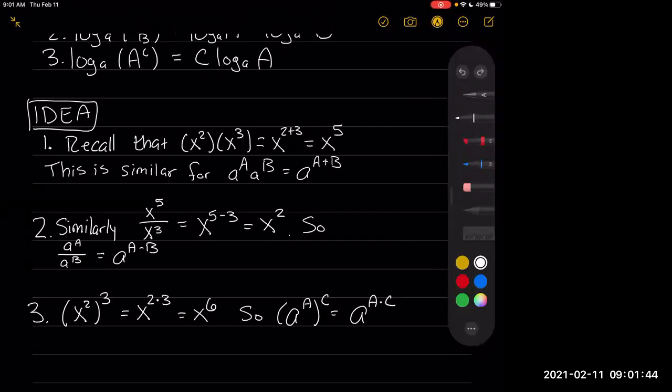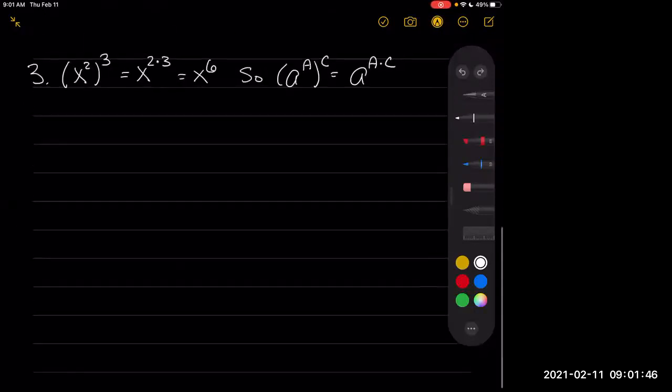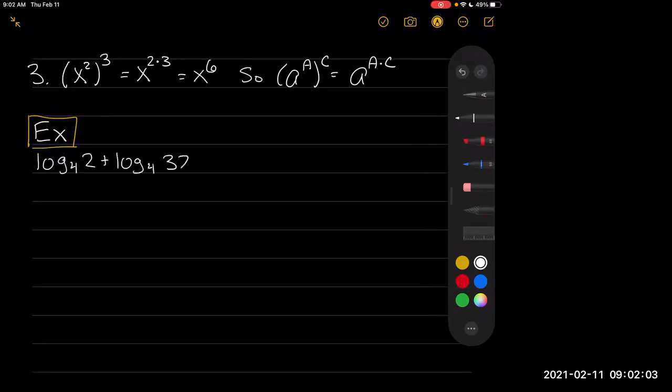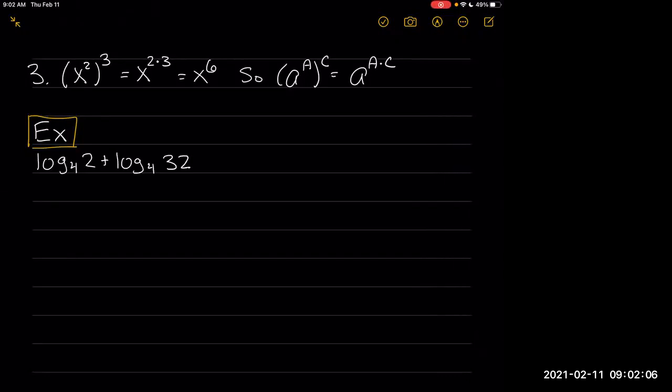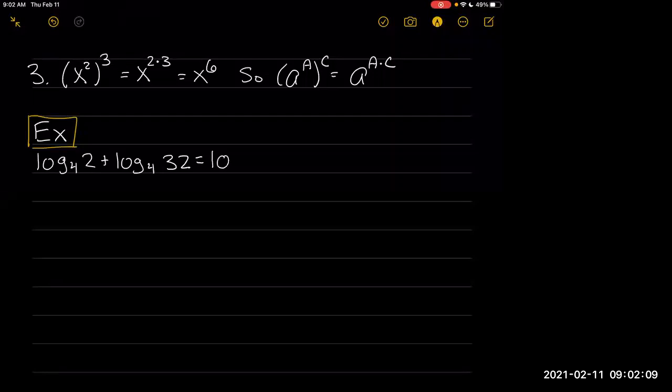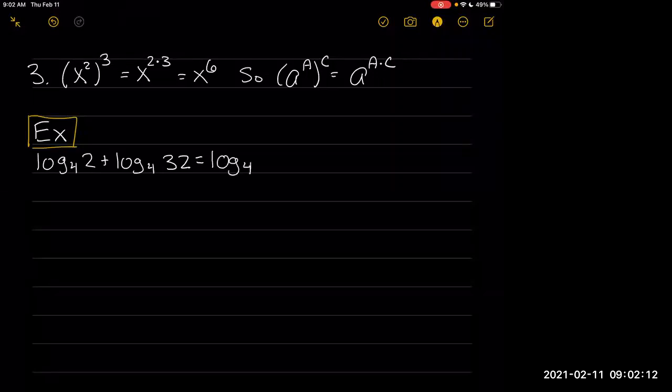Okay, there we go. So now we're going to look at an example. If we were to look at log base 4 of 2 plus log base 4 of 32, this would give us log base 4 of 64, because 2 times 32 is 64. Or I'll actually write it as 2 times 32, which equals log base 4 of 64.